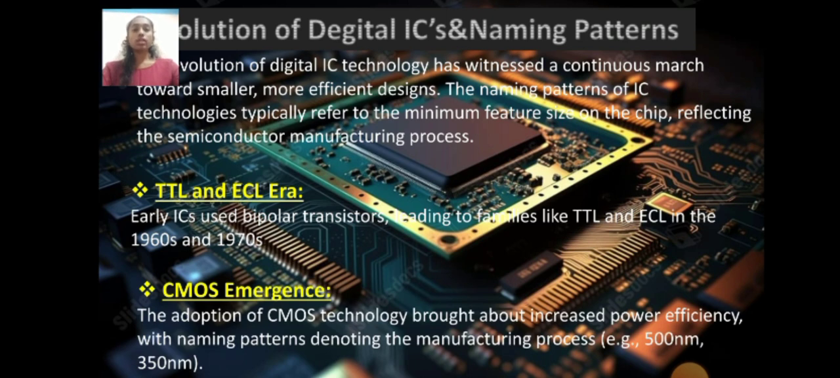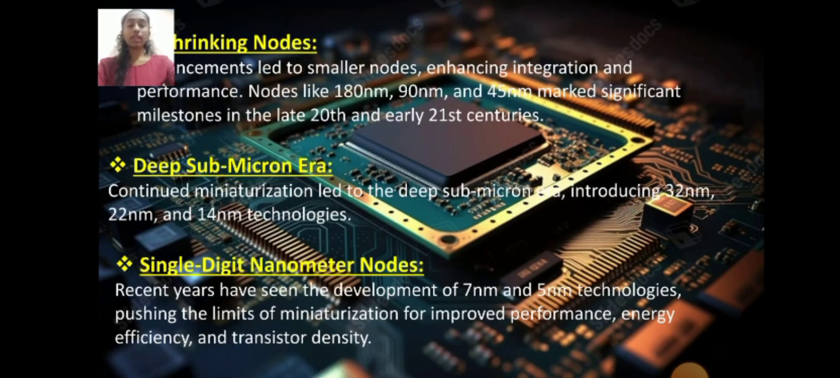CMOS emergence. The adoption of CMOS technology brought about increased power efficiency with naming patterns denoting the manufacturing process. Example, 500 nanometer and 350 nanometer. Next, shrinking nodes. Advancement led to smaller nodes, enhancing integration and performance. Nodes like 180 nanometer, 90 nanometer, and 45 nanometer marked significant milestones in the late 20th or early 21st centuries.